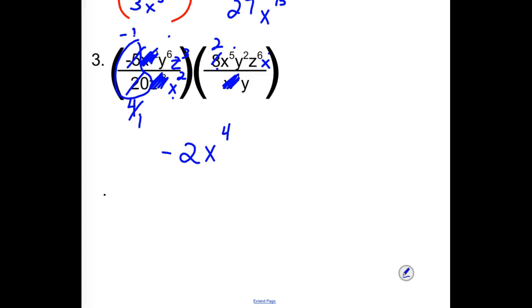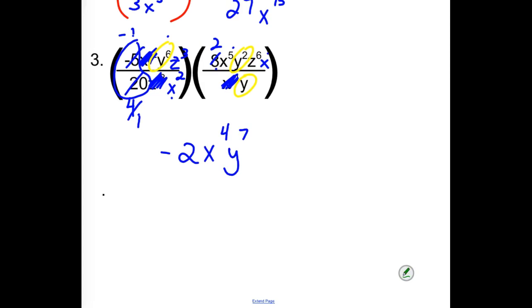Okay. Looking at the y's. I have 6 of them here. I have 2 of them there. And I have 1 there. What's the net result going to be? 7 of them. Okay. And then looking at the z's, we have 3 here and 6 there. So we have z to the 9th. Okay.